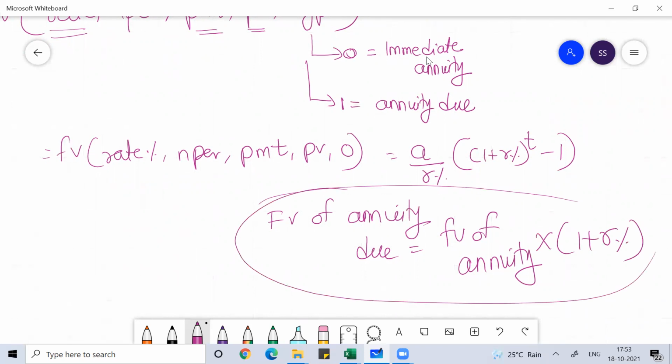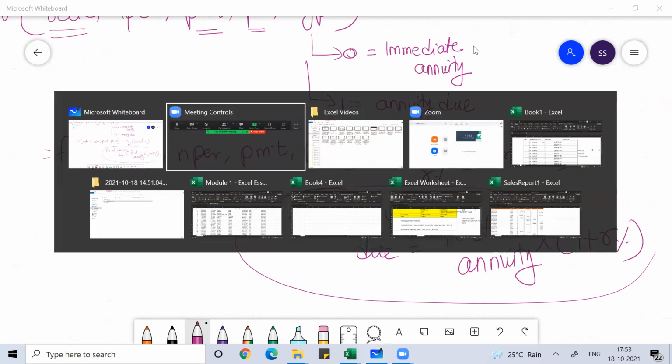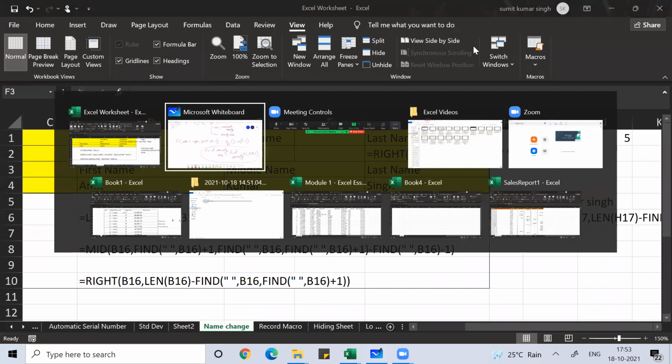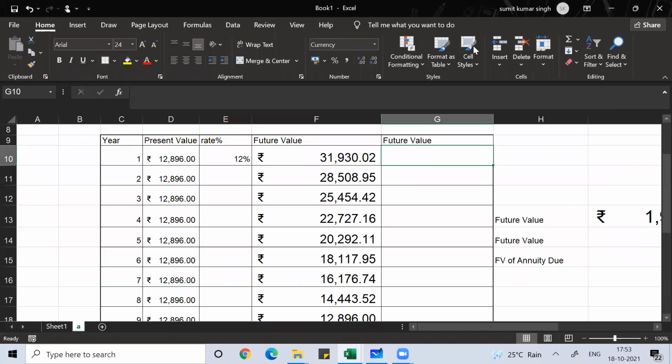So guys, once you are clear with this concept, you can do the same calculation which I did probably before. Okay, 1 minute, let me search. So how I'm searching, I'm just using this alt tab. If you use alt tab, you can get this.